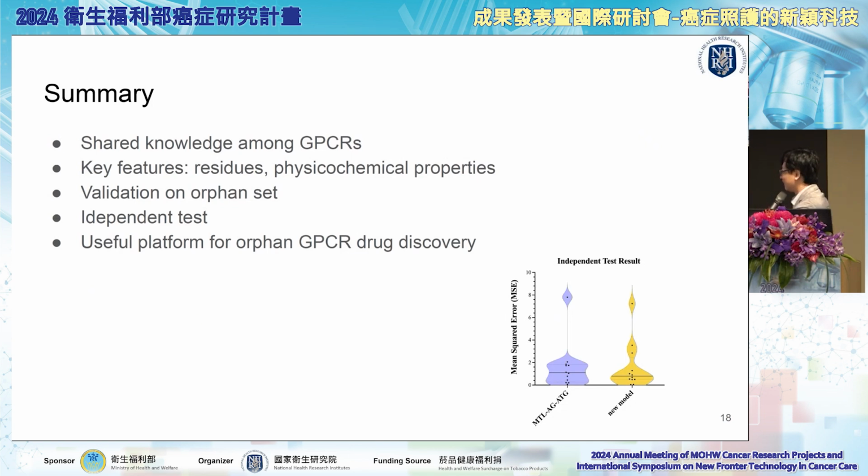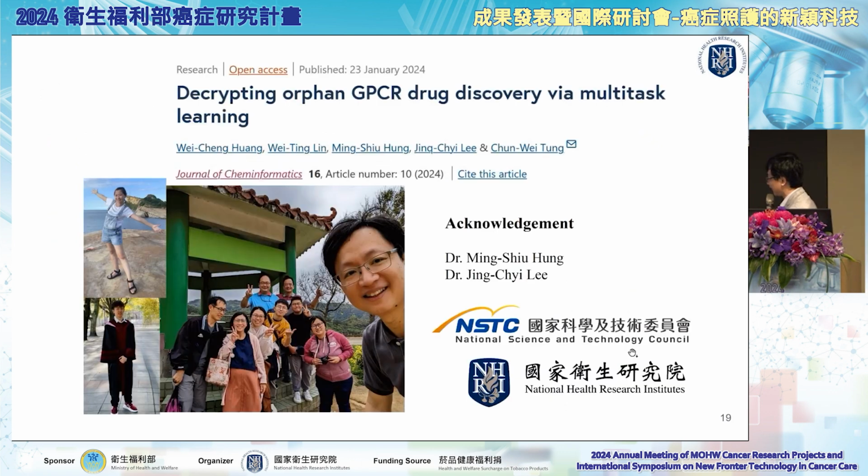And actually, this is not the end of the project. We are continuing to improve this algorithm, and this figure shows that we are trying to incorporate generative algorithms to further improve the prediction performance, and we see some light on the further improvement. If you are interested, you can find a paper published in Chem Informatics, and that's all.